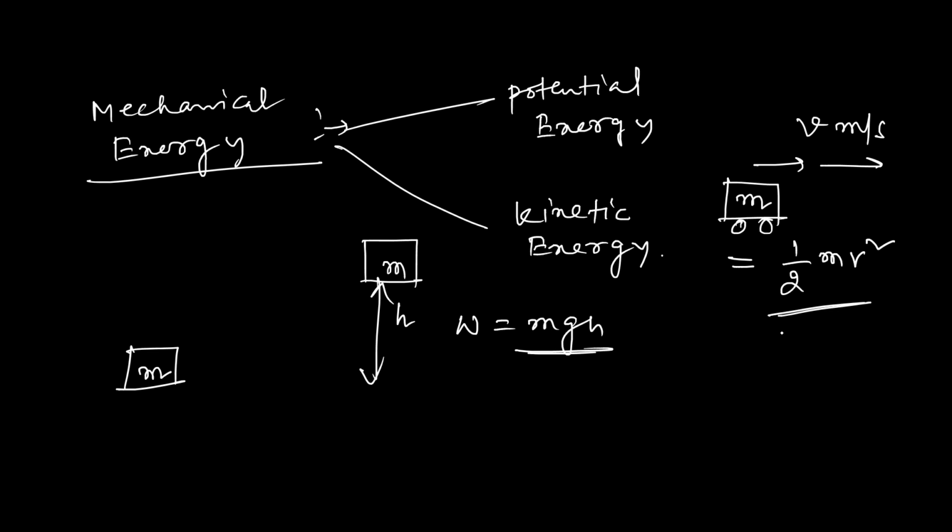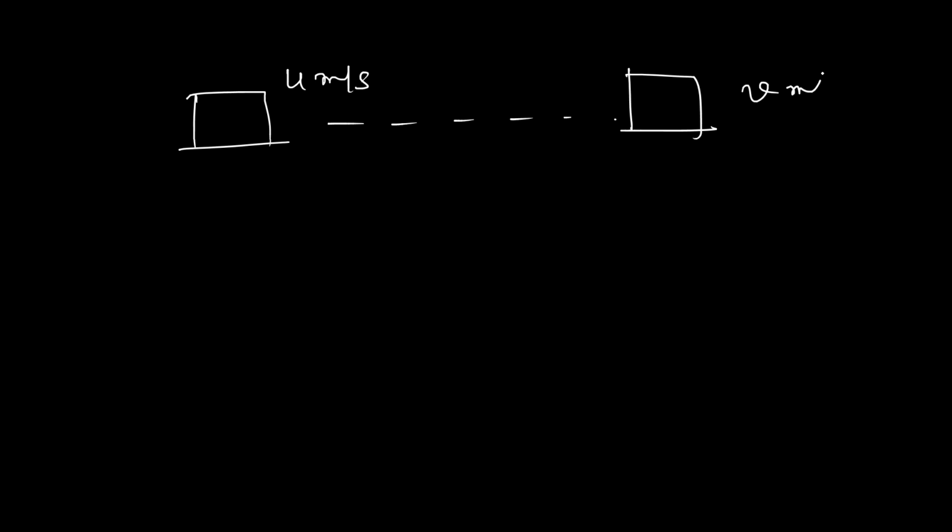Now there is a theorem known as the work energy theorem. Suppose an object is moving initially with a speed of u meters per second, later it is accelerated and now it is moving with v meters per second. Why has the velocity changed? Because I have applied some unbalanced force. So the object is accelerated and v is greater than u. So the initial kinetic energy of the object is half m u square, and the final kinetic energy is half m v square.